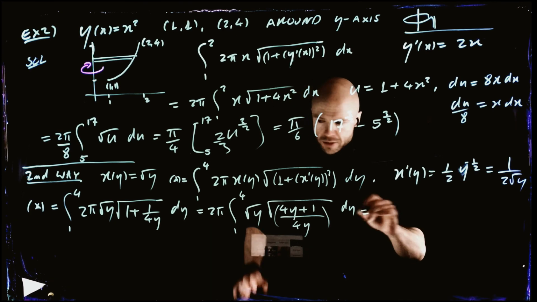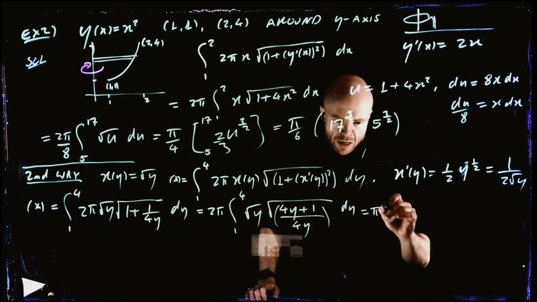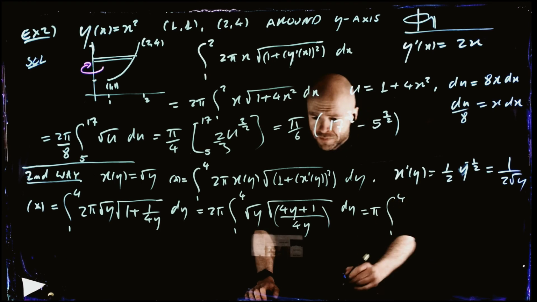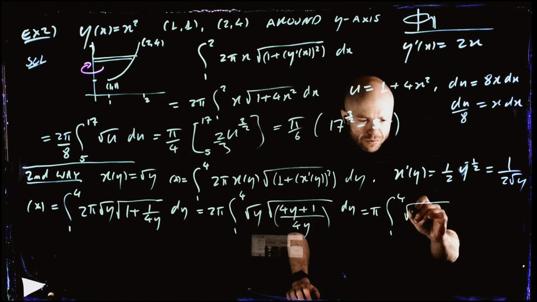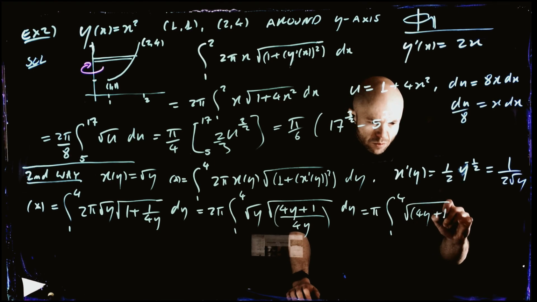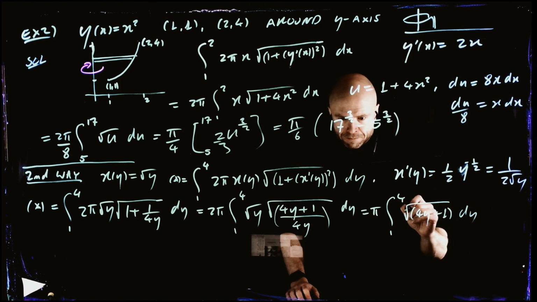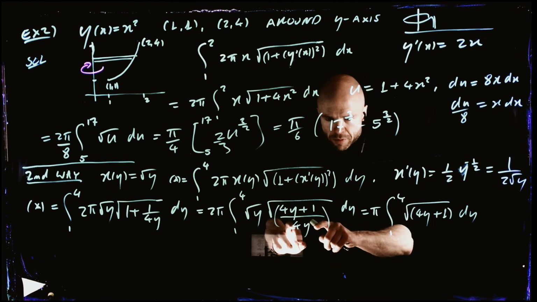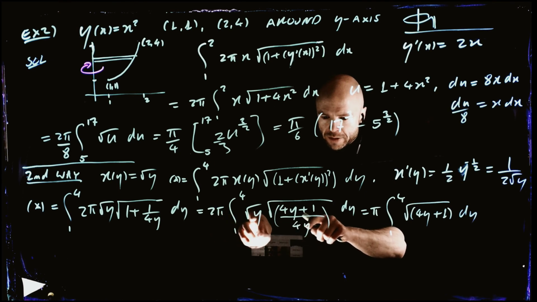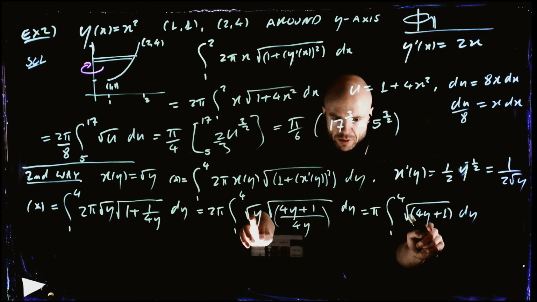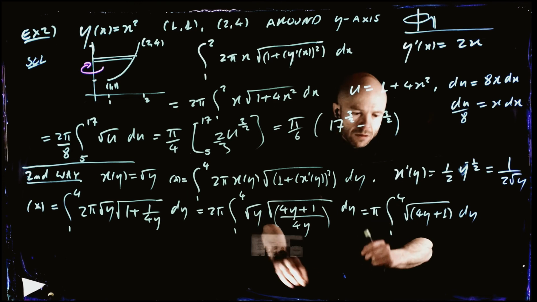So this 2 will cancel this. It's going to be pi integral between 1 to 4. And the square roots will also be killed. So we're just going to have the square root of 4y plus 1 dy. Yeah? Just taking the square root of the bottom. So on the bottom, I'm just going to have 2 square root of y. This 2 will cancel this one, and the square root of y will cancel this, so we just end up with this. Are you with me? Yeah? Cool.